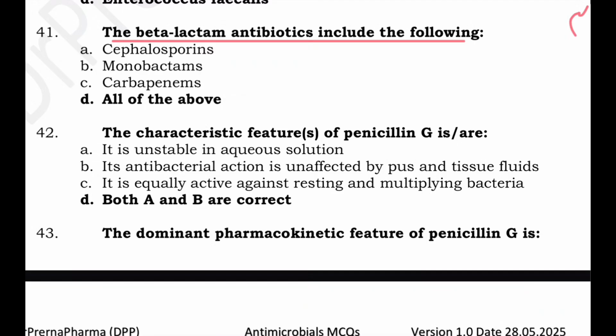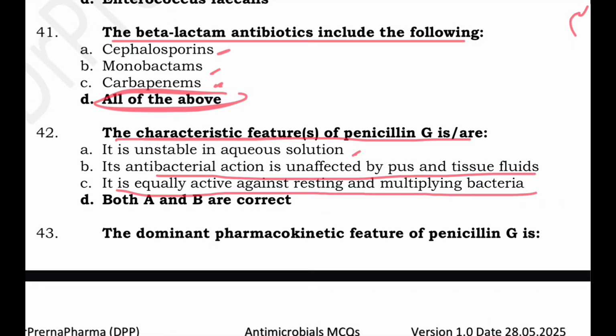Beta-lactam antibiotics include the following. They include cephalosporins, monobactams, carbapenems, so all of the above. The characteristic feature of penicillin G is that it is unstable in aqueous solution. Its antibacterial action is unaffected by pus and tissue fluids. It is equally active against resting and multiplying bacteria.